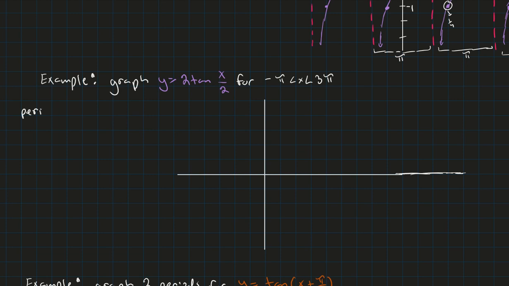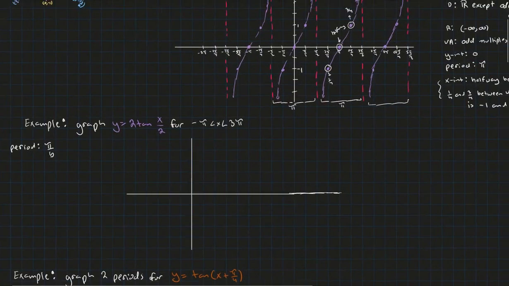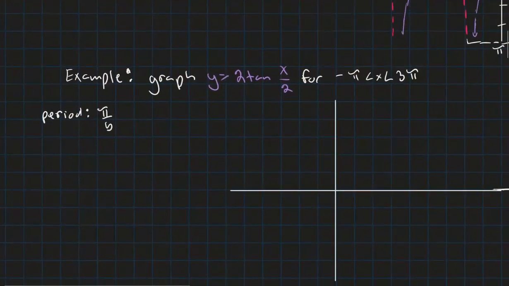The period in this case is not going to be 2 pi divided by b. It's actually going to be pi divided by b, because remember, tangent repeats itself every pi. So that's going to be pi over 1/2. Well, that's the same thing as 2 pi. The period is 2 pi.